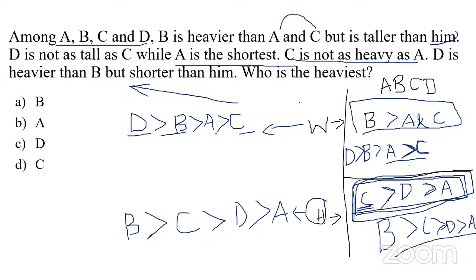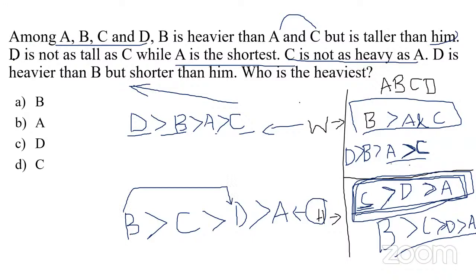Wait. Okay. D is heavier than B but shorter than him, shows that D is heavier than B. Weight-wise B is lighter, but B is shorter. The statement is D has more weight than B, so this shows that B is the tallest, right? Because D is heavier, then C is there. It's not as tall as C means C is taller. B is shorter than him, no? So D is shorter than him means I can write B here and make that D here, right?